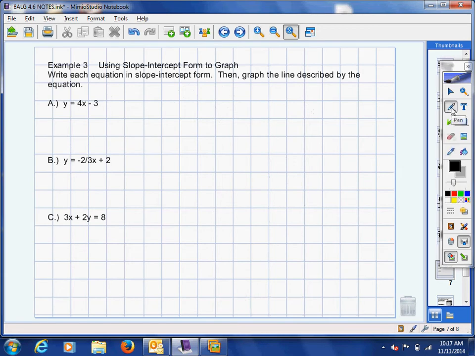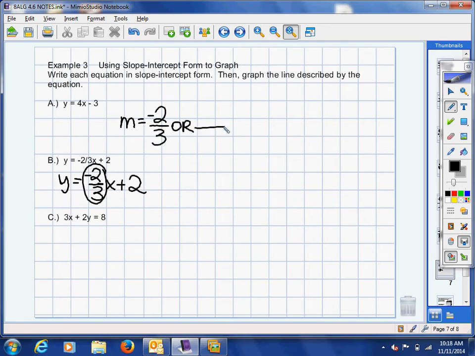And I'm going to go down to letter B. y equals -2/3 x plus 2. Now, I wrote it vertically so we could see the fraction a little bit better. Is this equation written in slope-intercept form? Absolutely right. Here's your slope. Slope is -2 over 3. Or what's another way you could write that? Yeah, you could do 2 over -3. You can just flip that sign down to the denominator. They both mean -2/3, so great job.